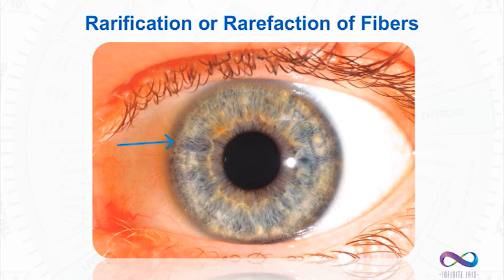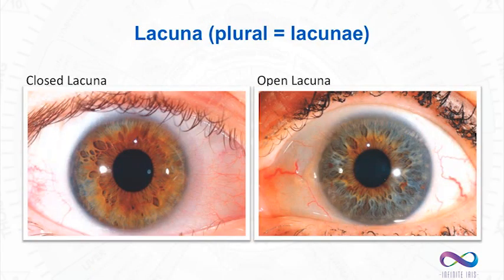We can see here at 9 o'clock in the left iris a separation of fibers, which is called rarefication or rarefaction. That simply means that there's starting to be a separation. Remember, density equals resilience or resistance. So in this area, there's a lack of ability for the body to resist illness, in this case, in the thyroid reaction field. The next sign that we're going to learn is called lacuna.